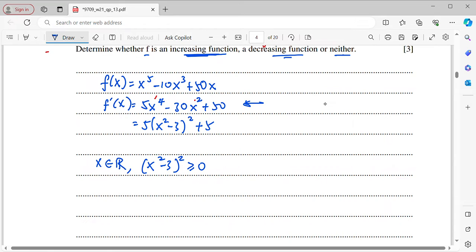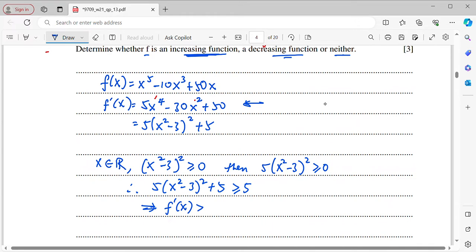Alright, so then 5 times (x squared minus 3) squared will be at least 0 as well, because when you multiply by 5, it is the same as multiplying 0 by 5, so the minimum is 0. Therefore 5 times the term plus 5 means it becomes at least 5. So when it is at least 5, that means f prime x is greater than 0. So therefore, or hence, f(x) is an increasing function.